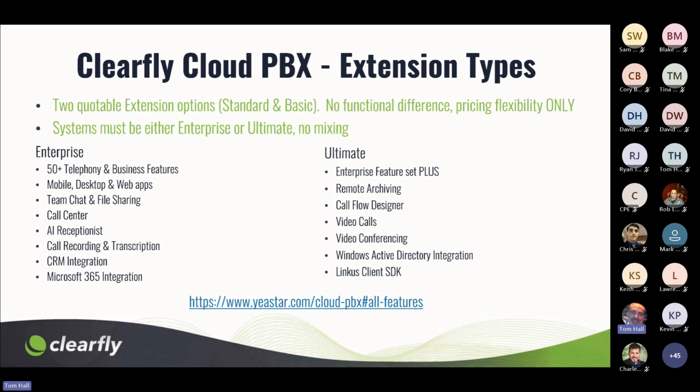Just so everybody is very clear on this fact, you cannot mix and match those extension types. So if a customer needs video capability, maybe they're using a video door phone, all the extensions are going to need to be Ultimate. So that instance is going to be Ultimate. The biggest difference between Enterprise and Ultimate really is the video capability and the remote archiving.